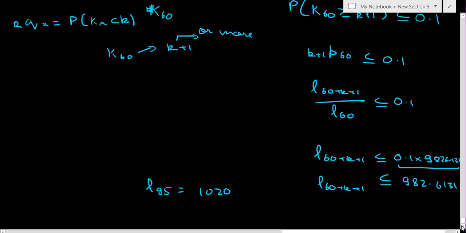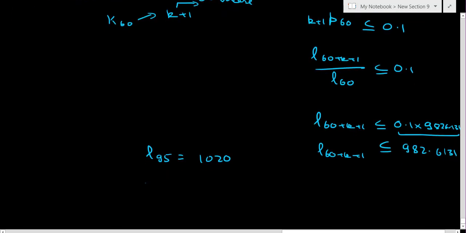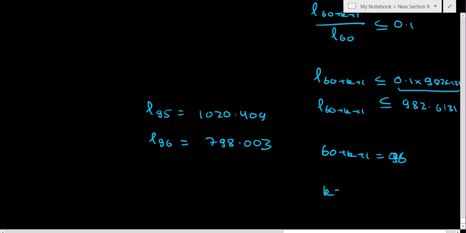So from the tables, if I check the values closest to this, L95 is equal to 1020.409, and L96 is equal to 798.003. Okay, so these are your values. So I want it to be less than this, so obviously 96 would be applicable. Makes sense. So 60 plus k plus 1 is equal to 96. So the value of k comes out to be what? 35, right? So k is equal to 35.